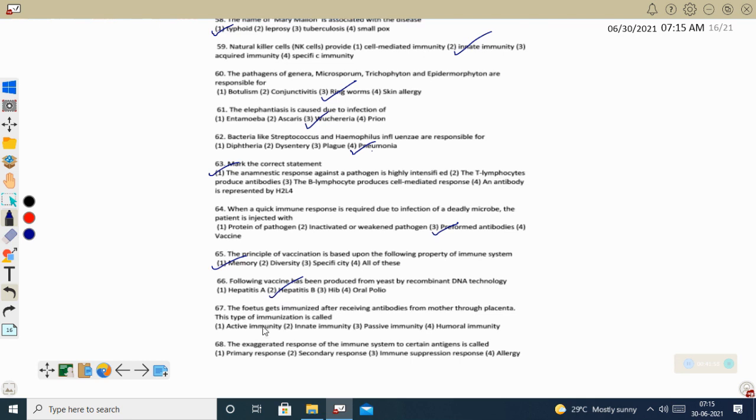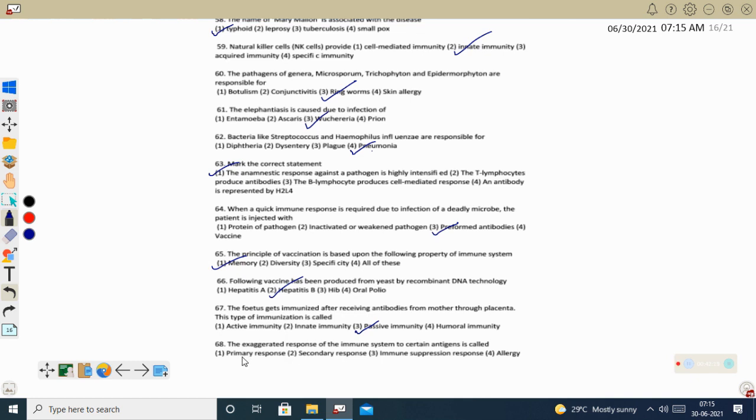Next question. The fetus gets immunized after receiving antibody from the mother through the placenta. This type of immunization is called as through placenta. IgG antibody can diffuse inside the fetus, and that is a passive natural immunity. So here the correct option is passive immunity.